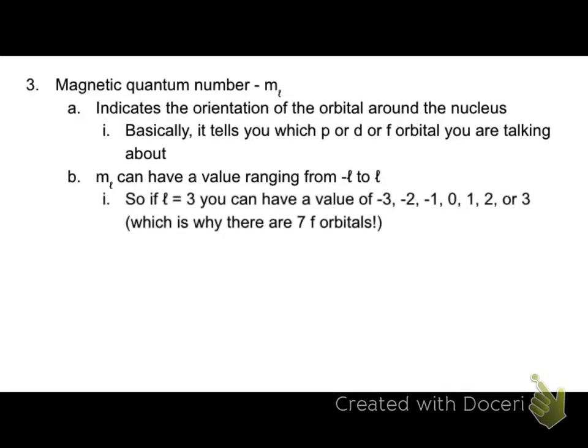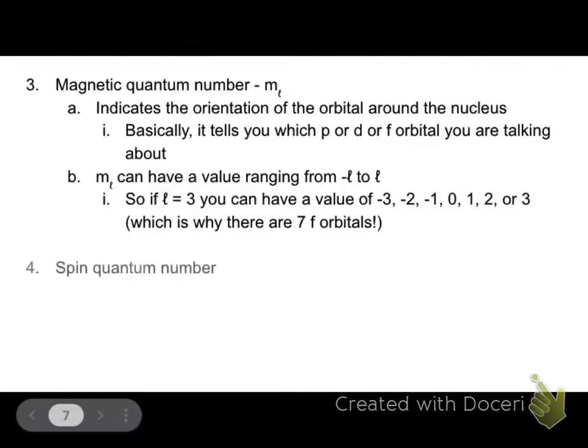So that means if my L value is 3, I can have -3, -2, -1, 0, 1, 2, or 3 as my m sub L value, which is why there are 7 f orbitals. So this is just my way of indicating to you which specific f orbital I'm talking about. I'm talking about the -3 f orbital. Okay? So I would tell you, like, we'll get to an example at the end, actually.